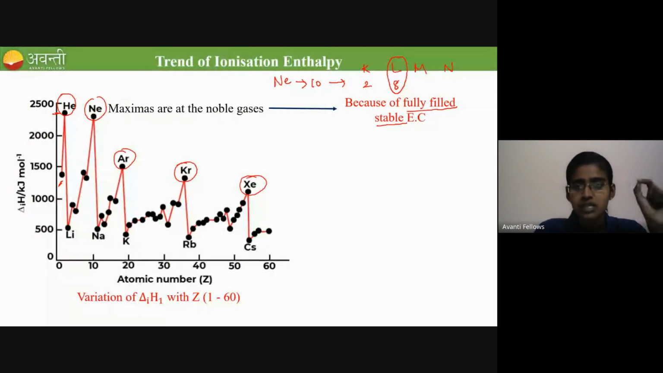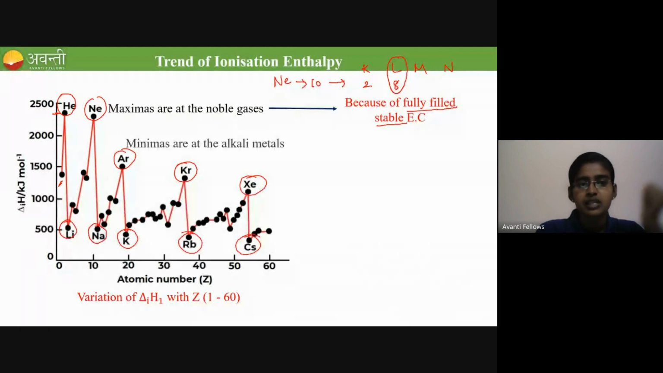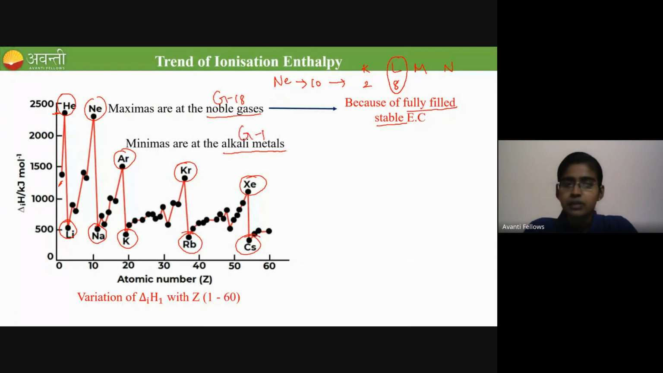And all the minima, meaning the bottom part, are occupied by lithium, sodium, potassium, rubidium and cesium. These are the minima, and they are alkali metals. Alkali metals are group 1 elements, right? So noble gases are group 18 elements, and alkali metals are group 1 elements. Group 1 elements occupy the lowest position in that period. Why is the energy required to remove the electron from the alkali metals very, very less? You see, it is around 500 kilojoule per mole only. But for noble gases, it is above 2000 for most of the gases.